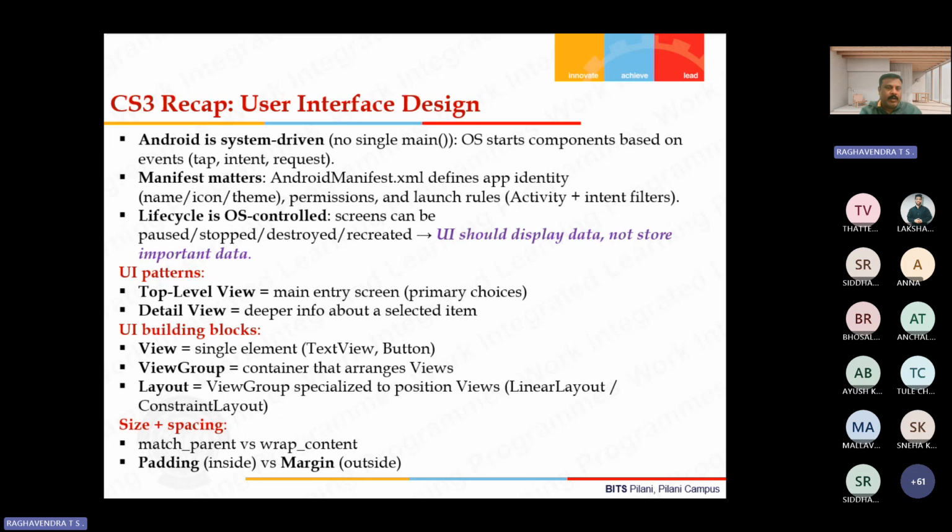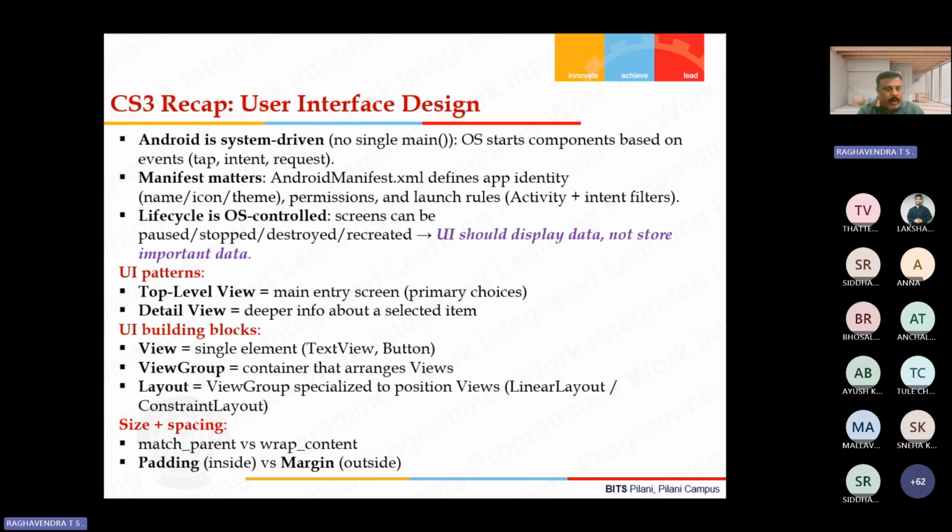So we have to ensure that they can be paused, stopped, destroyed, or recreated. So the UI should display the data, not store or import any important data. It is only to pick and display on the screen. There are different patterns that will be followed, where it could be a top-level view or a detailed view. In the top-level view, the main entry of the screen will be choices, and in the detailed view, you have deeper information about a selected item.